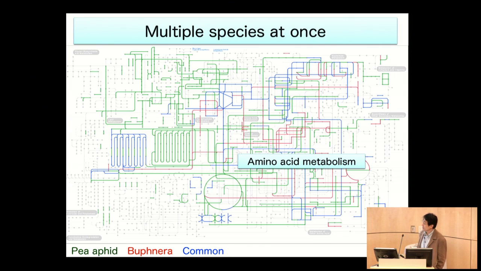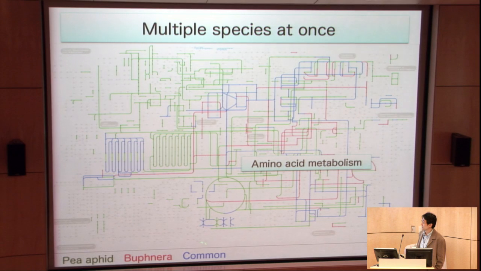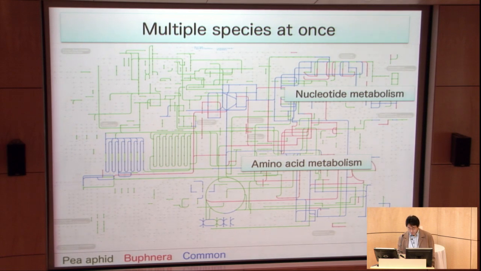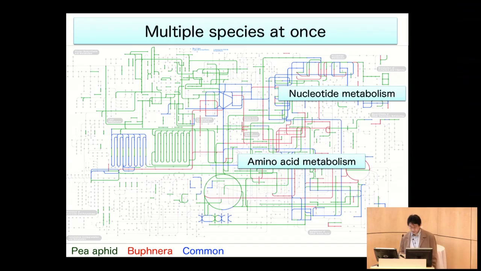And in this case, the green part is for the pea aphid, and the red part is for Buchnera, and the blue part is for the common enzymes pathways. And here is the amino acid metabolism part, and you can see both the red part and the green part are connected to each other. And this is very well known, but our collaborator noticed that there is also a connection between the red part and the green part here. And this is actually the nucleotide metabolism pathway. And they are currently investigating what is going on here.